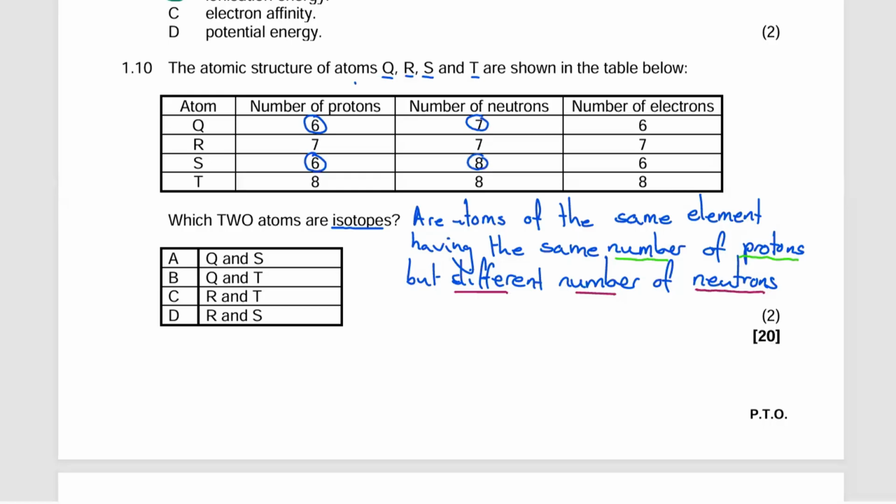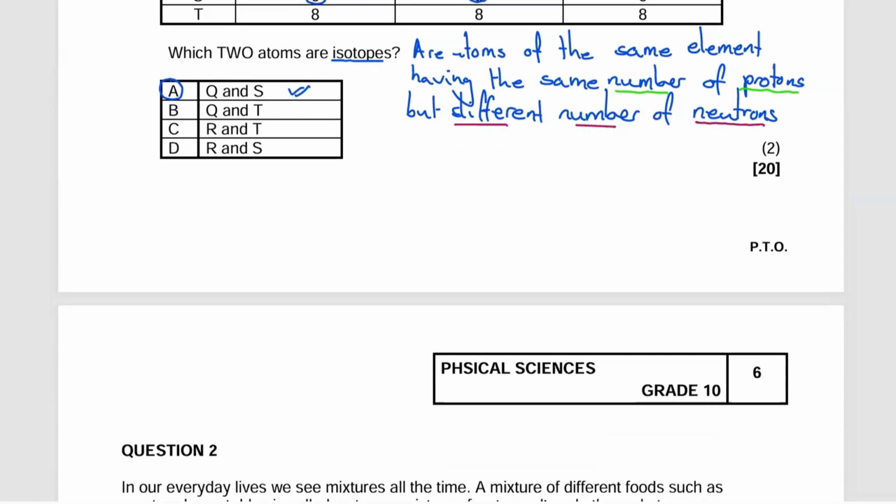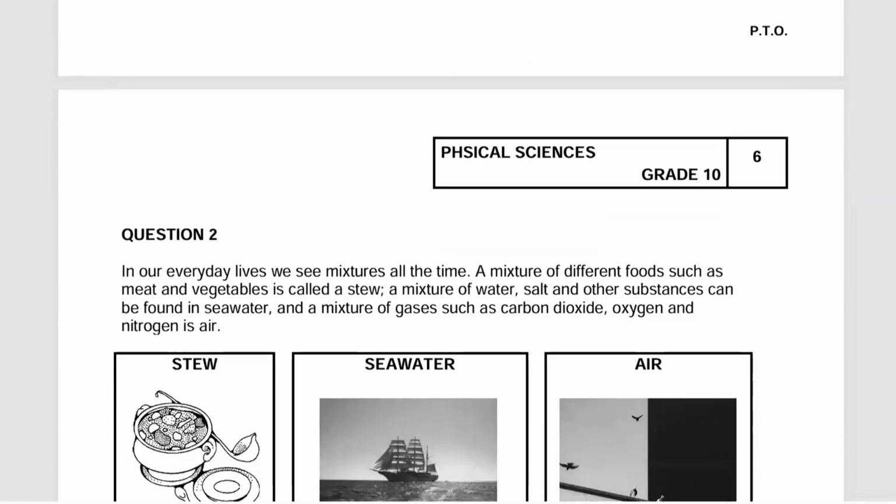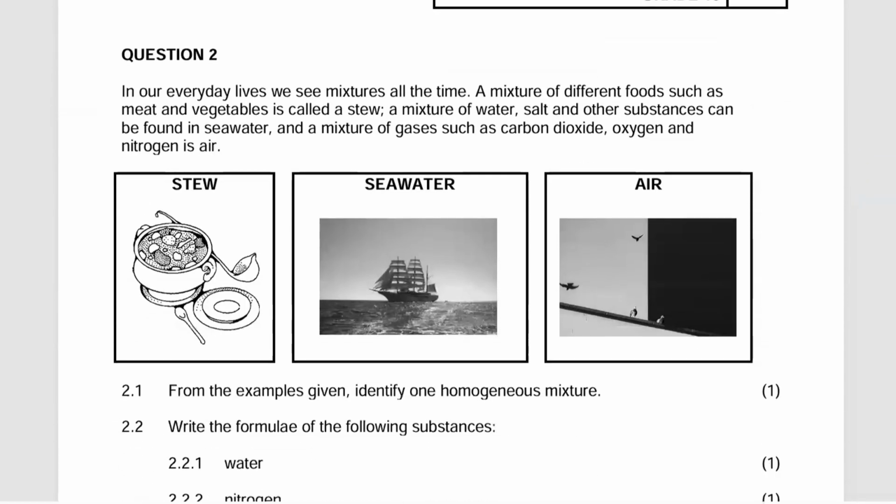So our options according to this are Q and S. So Q and S, we find it to be option A. So our correct answer there is going to be option A. Okay, having said that, we're done with the first section, which is our multiple choice. Now we're heading to the structured question, which is question number 2.